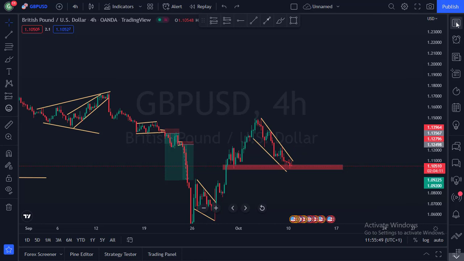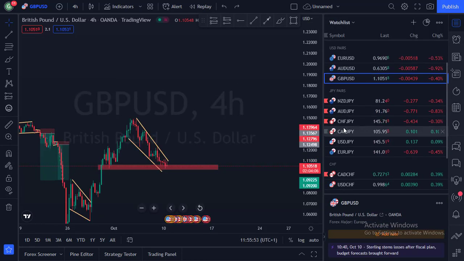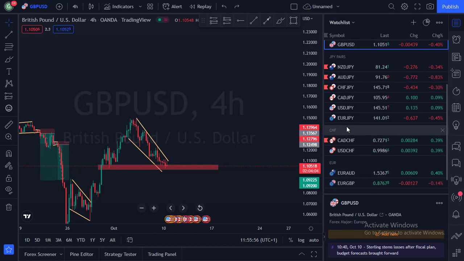Now the next pair I'm looking at is NZD. So these ones that are marked red are on my red list. I'm not going to talk about them yet. I would round up the video with them.